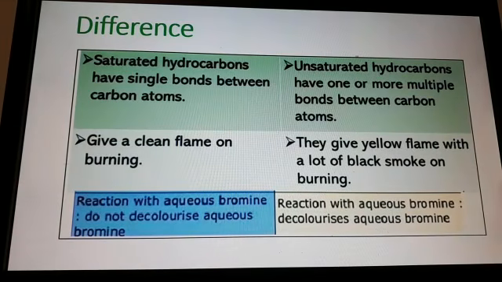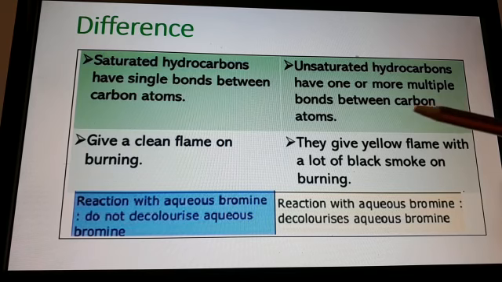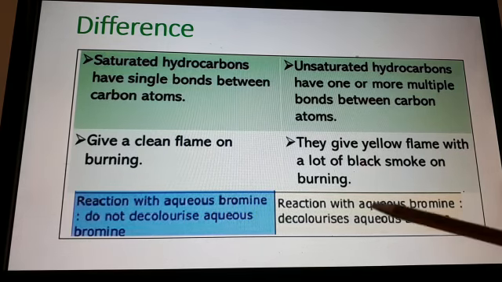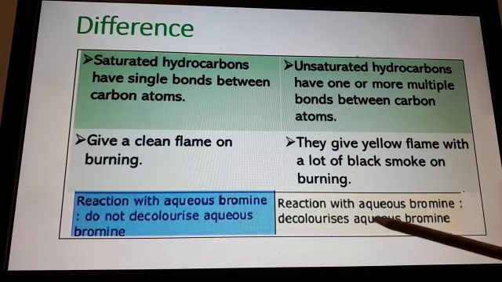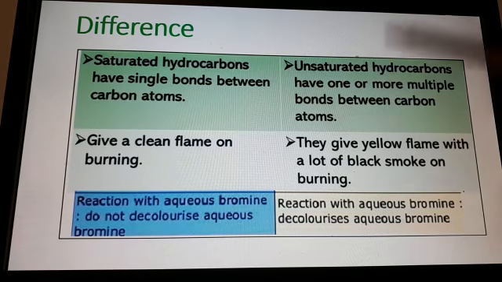Now already we said that alkanes are saturated and alkenes are unsaturated. What is the difference between saturated and unsaturated? Saturated hydrocarbons have single bonds between carbon atoms and give a clean flame on burning. Unsaturated hydrocarbons have one or more double bonds and give a yellow flame with a lot of black smoke on burning. Saturated hydrocarbons do not decolorize aqueous bromine, but unsaturated hydrocarbons decolorize aqueous bromine. These are the differences between saturated and unsaturated hydrocarbons.